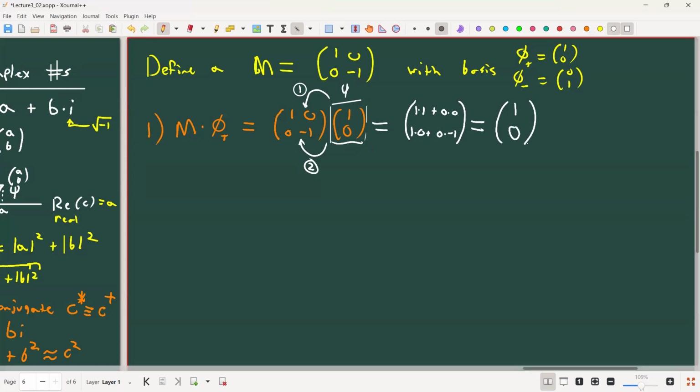So this is interesting, right? When I feed a plus electron into it, it returns a plus electron. Right? It doesn't change the state at all. It just goes out unimpeded. All right? Nothing has happened to it. Let's look at the next one.